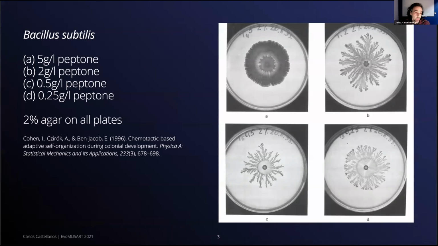So, quick background on the bacteria themselves. These plates that you see are Bacillus subtilis, one of the species that we're working with. This is how they grow in different concentrations of peptone. Peptone is their food essentially. They're grown on agar plates at a certain concentration of agar, and then these different concentrations of the food will give you different patterns, right? If it's too concentrated, you get the first one on the top left, where you don't really get any patterns.